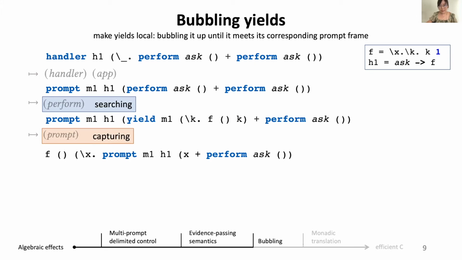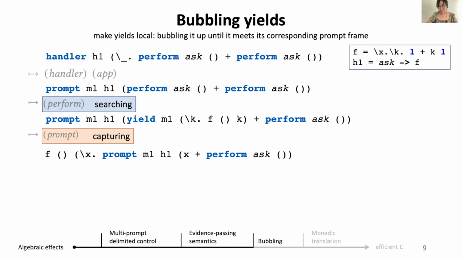For example, if f is of this form, then we will get back to yield, and yield is still a non-local and expensive operation. We use bubbling to make yields local by bubbling a yield up until it meets its corresponding prompt frame. To see the idea of bubbling more clearly, let's first make the call stack more obvious.